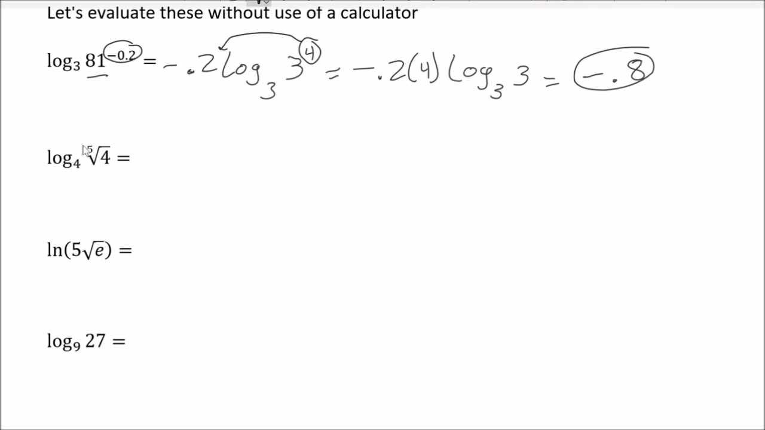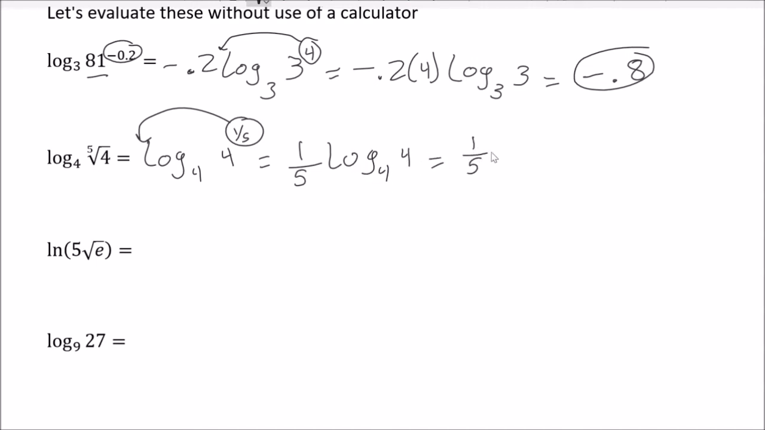Okay, on this one, I notice a 5th root, and earlier we showed that we're going to express that as an exponent, so let's do that now. So log base 4 of 4 to the 1/5 power. We know we're allowed to drag the powers down in front. So what I get is 1/5 log base 4 of 4. Log base 4 of 4 is 1, so this comes out to 1/5.